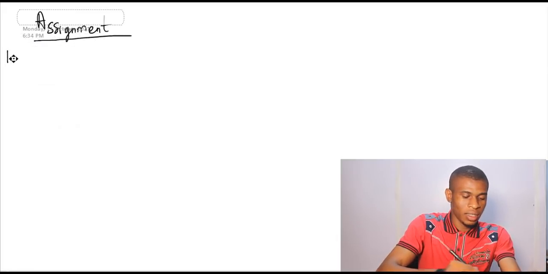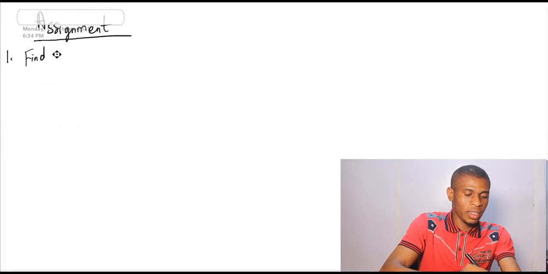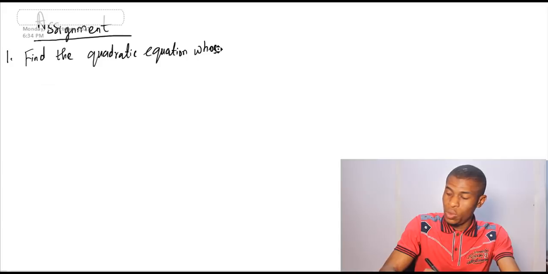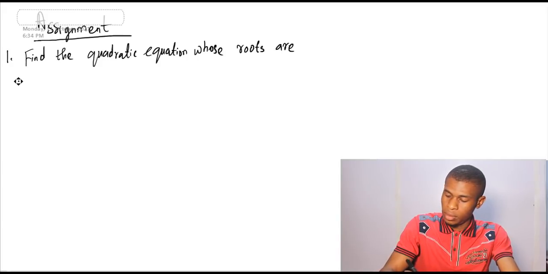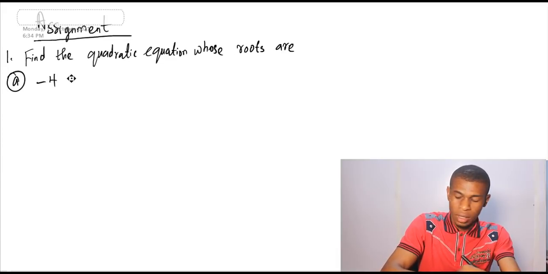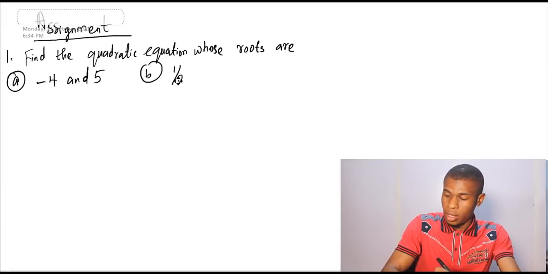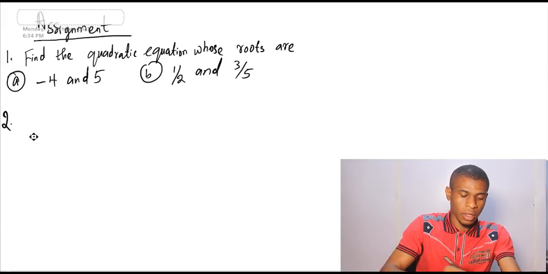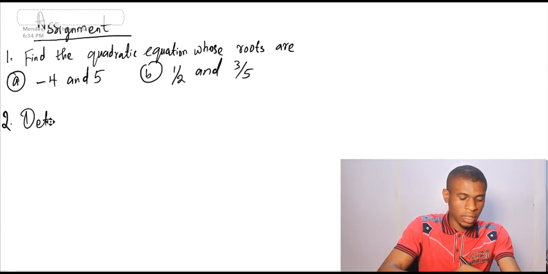Number 1 says, find the quadratic equation whose roots are: a, -4 and 5; b, 1/2 and 3/5.